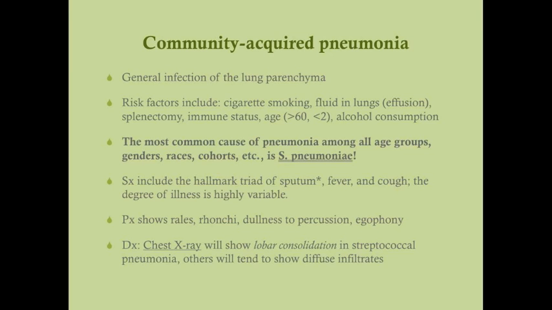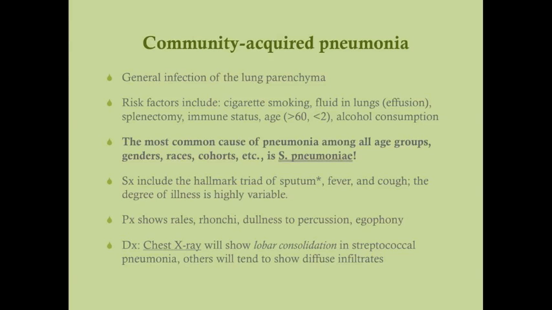On the other hand, we were talking about abscesses. That was a focal infection of the parenchyma. This is a generalized infection of lung parenchyma. So the risk factors include cigarette smoking, fluid in the lungs for one reason or another, a splenectomy, which we'll talk about why that is in a little bit, immune status, namely a low immune status, age greater than 60 or less than 2, and alcohol consumption.